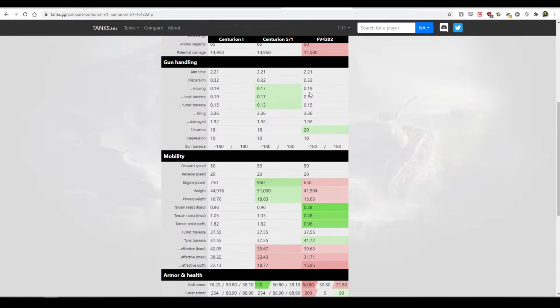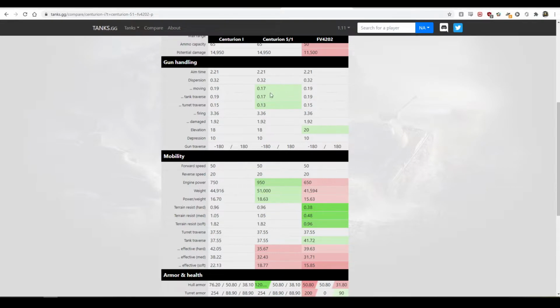In the same vein, the 4202 should have a worse gun. It does, it has a worse gun, and it has not as good power to weight, but it has really good ground resistances, so it's a little bit faster than the 5-1. For that reason, I hate the 4202, and I have a substantially different win rate over like 100 games between my Centurion 5-1 and my 4202. I think I have something like a 54% or 56% win rate in the 5-1, and something like a 46% win rate in the 4202, because with the gun, you notice the derpiness, in my opinion.